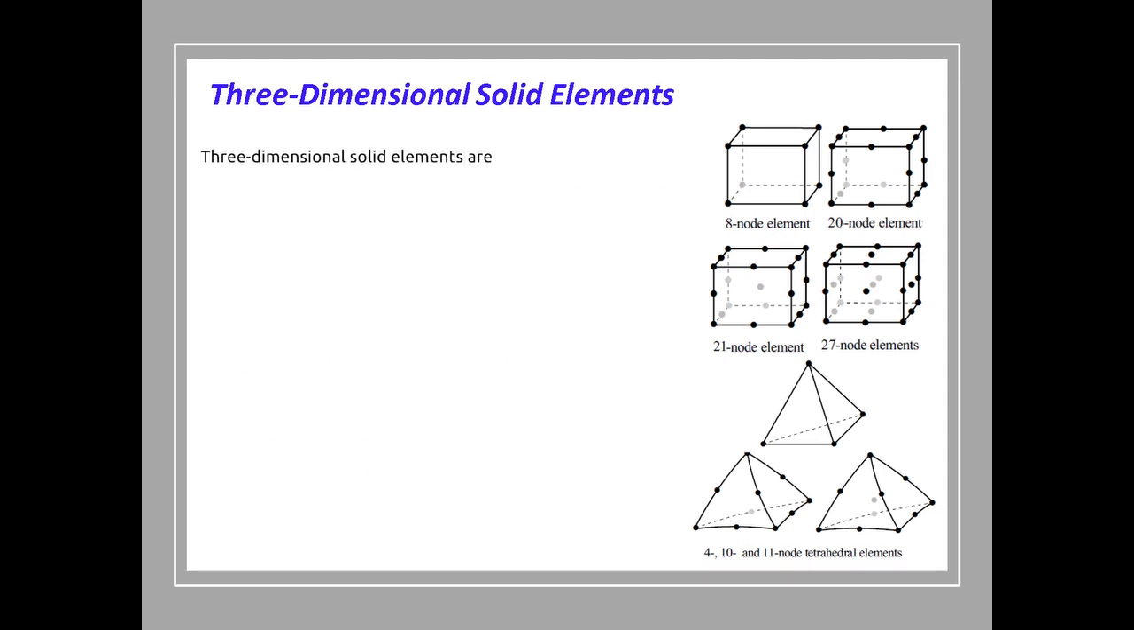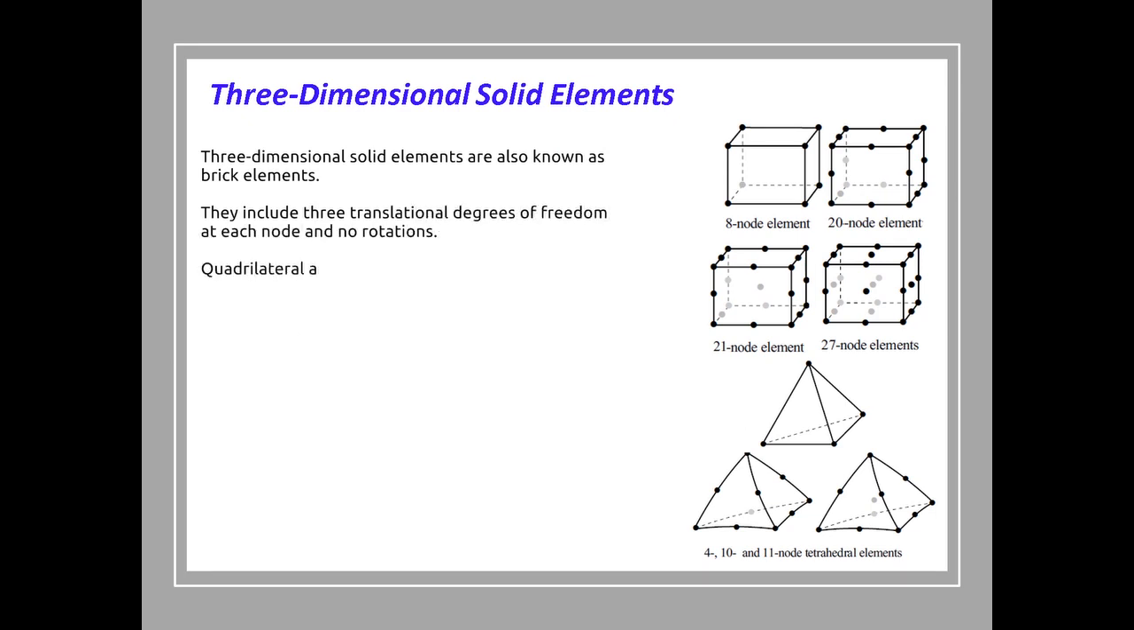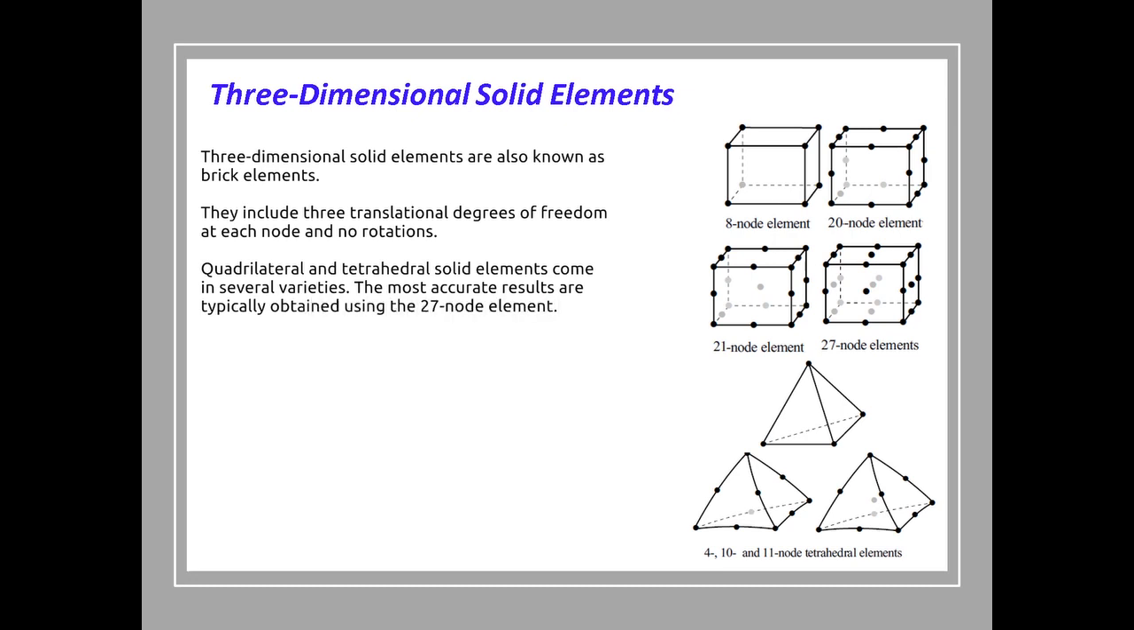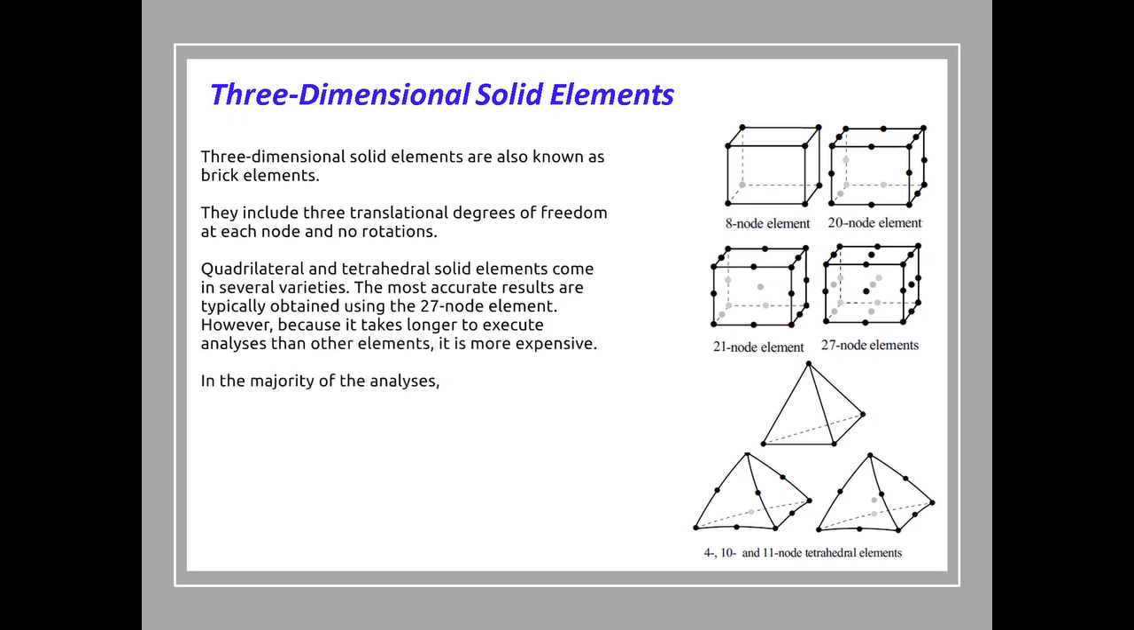Three-dimensional solid elements are also known as brick elements. They include 3 translational degrees of freedom at each node and no rotations. Quadrilateral and tetrahedral solid elements come in several varieties. The most accurate results are typically obtained from the 27-node element. However, because it takes longer to execute analyses than other elements, it is more expensive. In the majority of the analyses, the 20-node element has proven to be efficient.